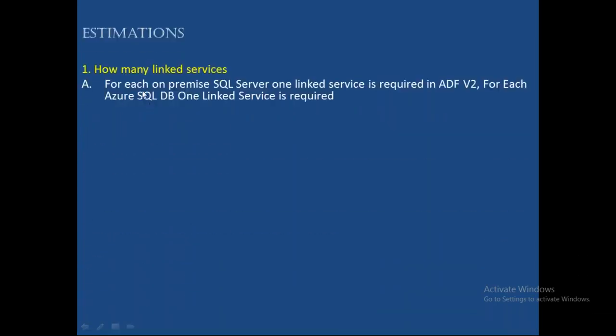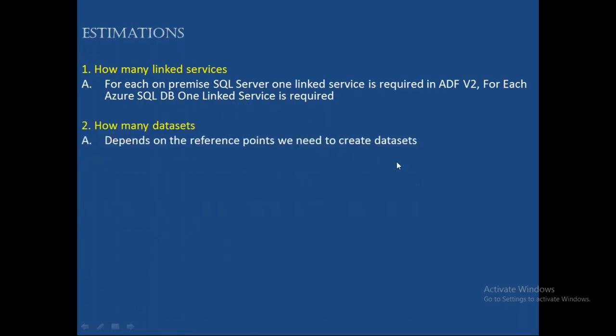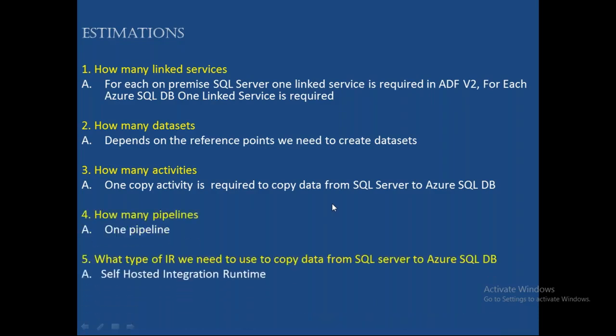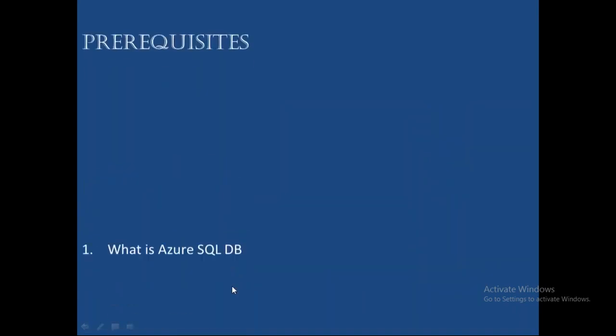You understood? Next, estimations. For each on-premise SQL server, one linked service is required in ADF V2. For each Azure SQL DB, one linked service is required. I need a total of 2 linked services. Depending on reference points, we need to create datasets. How many activities? One copy activity is required to copy data from SQL server to Azure SQL database. But if you want to iterate through multiple tables, you need to use lookup and for each, as you know. How many pipelines? One pipeline. The type of IR to copy data from SQL server to Azure SQL DB is the self-hosted integration runtime.